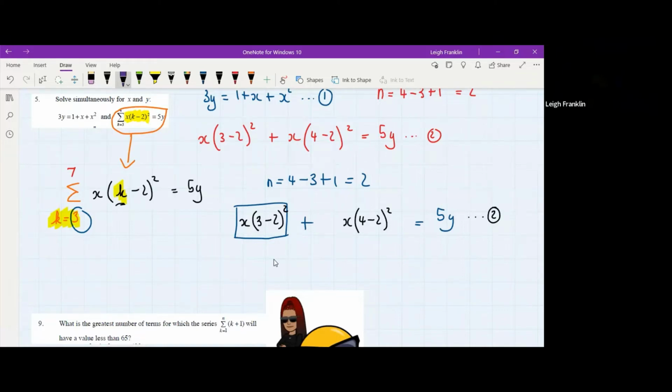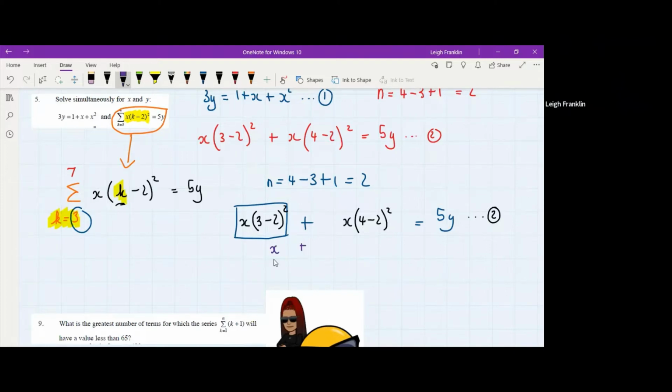Does that make sense? So 3 minus 2 is? 1. And 1 times 1 is? 1. And 1 times x is? 1x. Yes. Lovely. So this blue block, that term has been simplified to x.